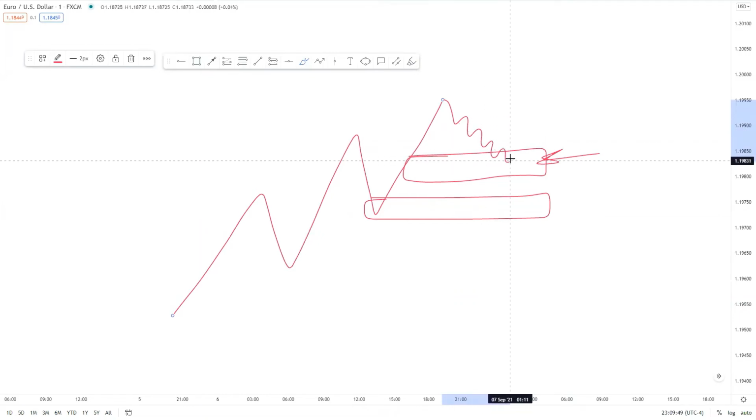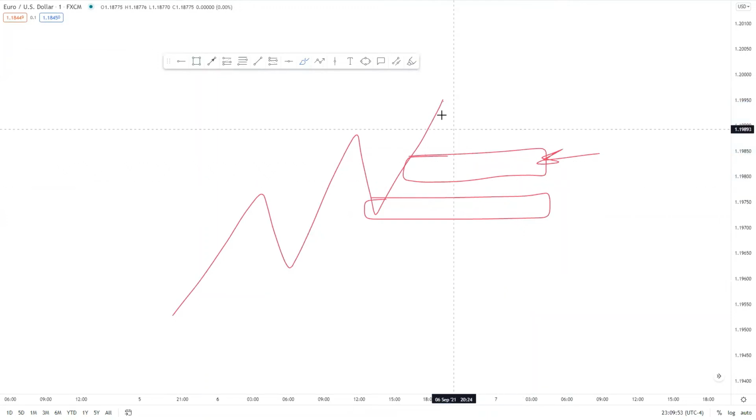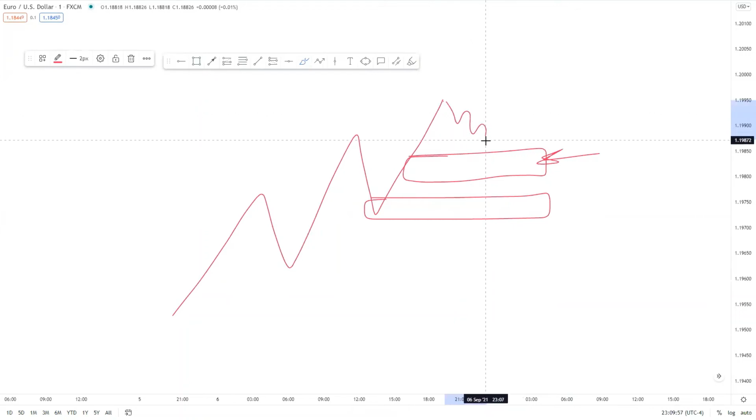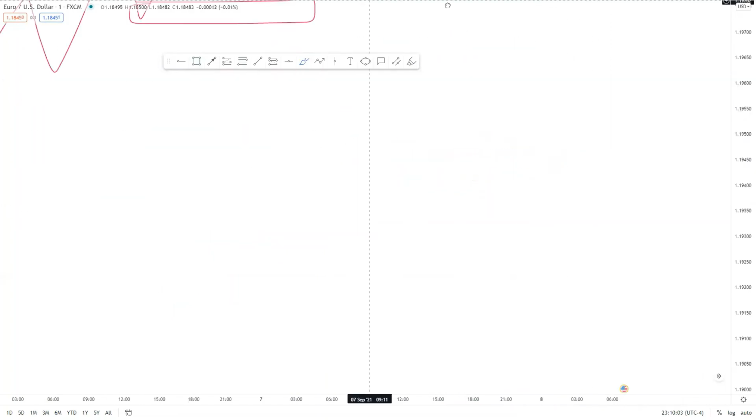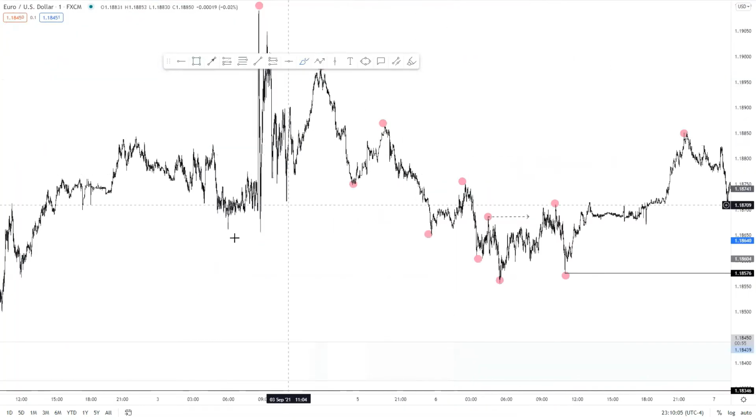And what ended up happening? It didn't break structure, it continued through. That's why with these areas, don't just expect them to hold. Wait for a BOS to confirm it and then take the trade, right? That's literally it.